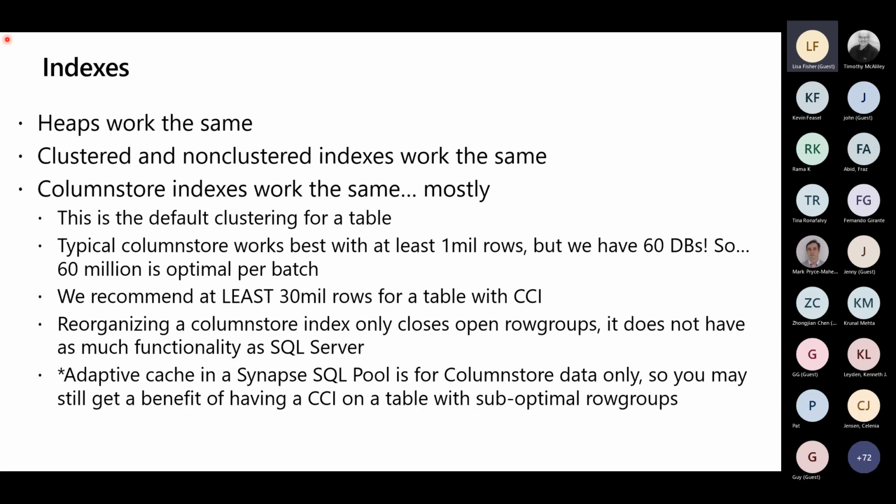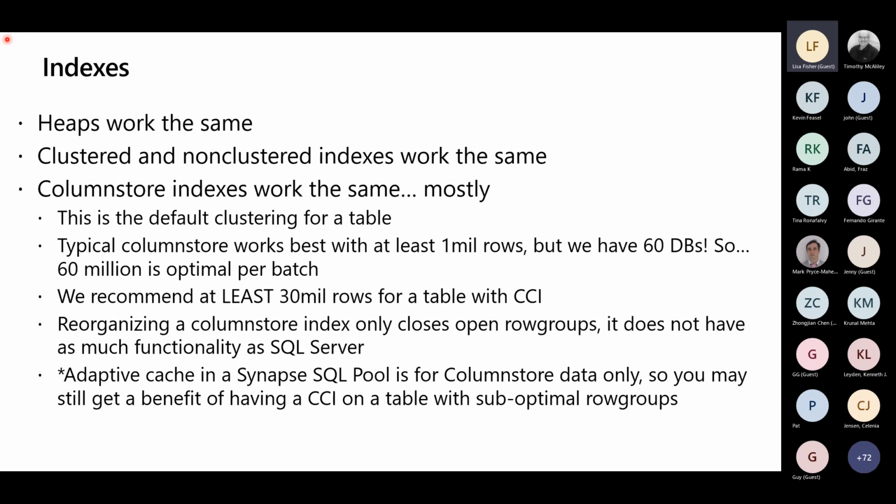We do say, okay, well, you can get away with half, right? So we'll say 60 million is optimal, but we recommend at least 30 million rows for a table with a clustered column store. Again, that's a general recommendation. It doesn't mean that you're going to have horrible performance with less than that. It's just a general recommendation.